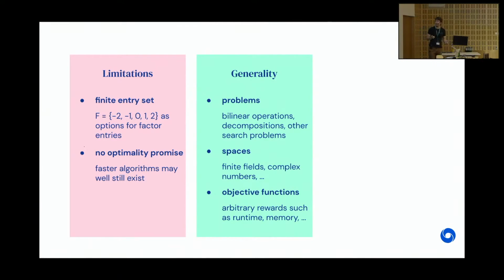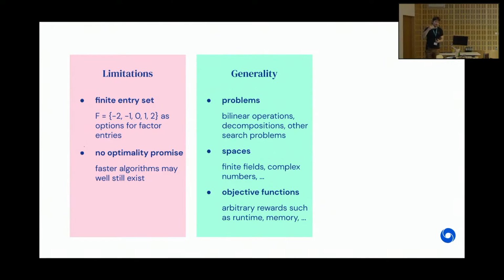So I already talked to you about being able to handle finite fields. So, for example, arithmetic modulo 2. You could also operate over complex numbers or any other space you can think of. And maybe most excitingly, this family of methods is very general on the level of objective functions, because the method is driven by this reward, which doesn't have to be differentiable. It can be anything you want. You can optimize for any property of the algorithm or any property of the object that you want to discover. It can be an arbitrary reward.